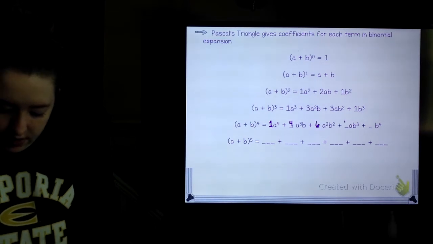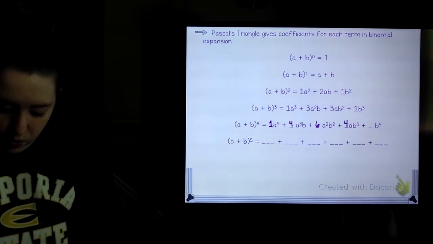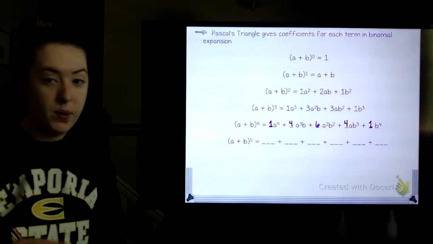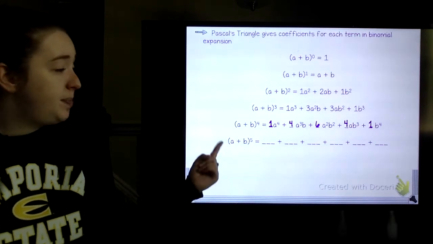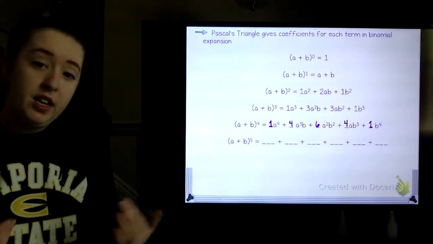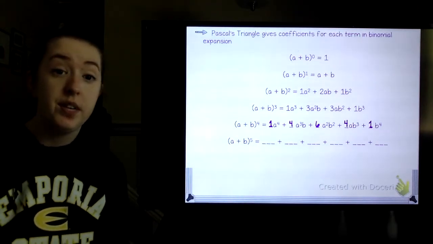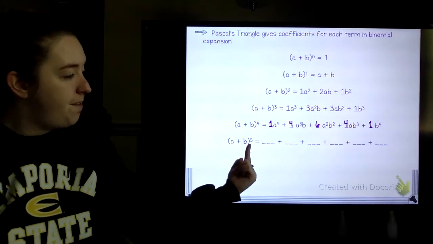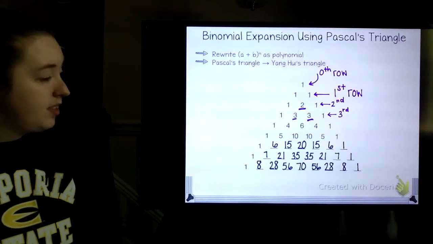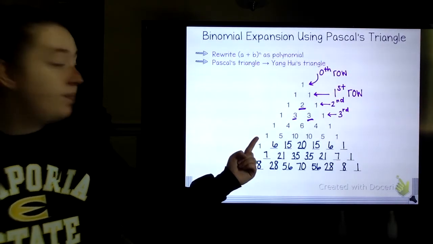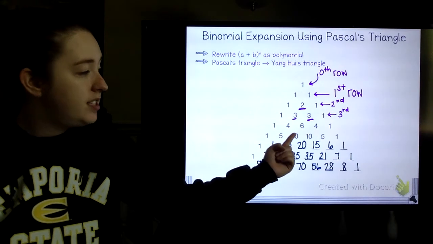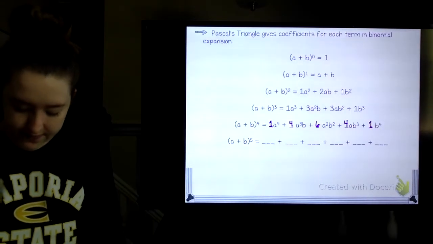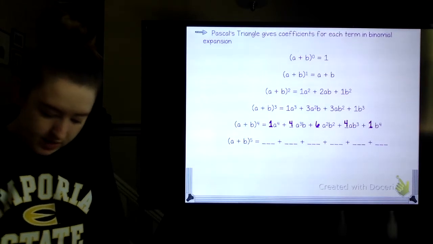6, 4, 1. Make sense? Cool. So if we wanted to expand something all the way out, here's what we're going to do. The first thing we're going to do is go in and put in our coefficients. So right now we have a plus b to the 5th, so that means I need the 5th line. So 1, 5, 10, 10, 5, 1. So I'm going to put those in.